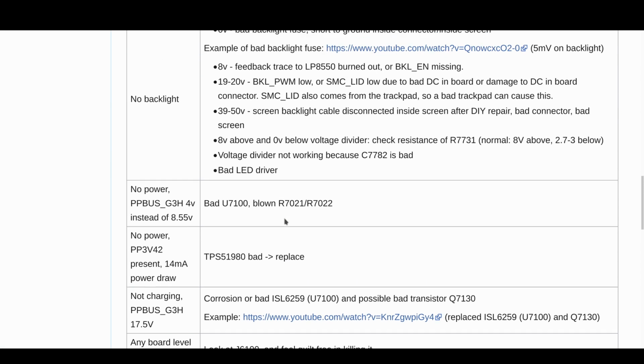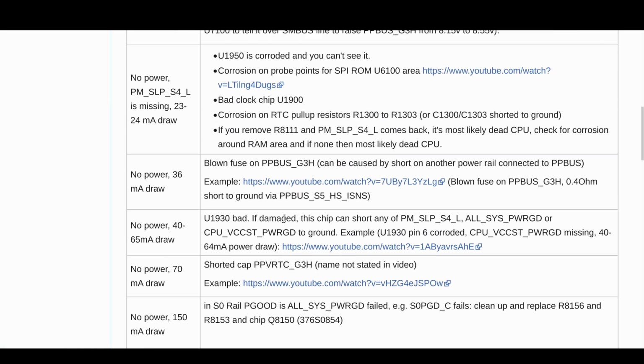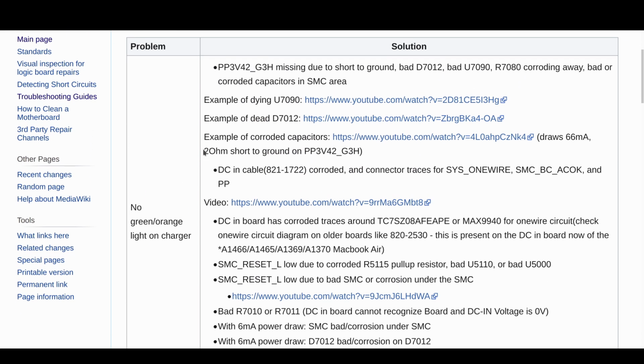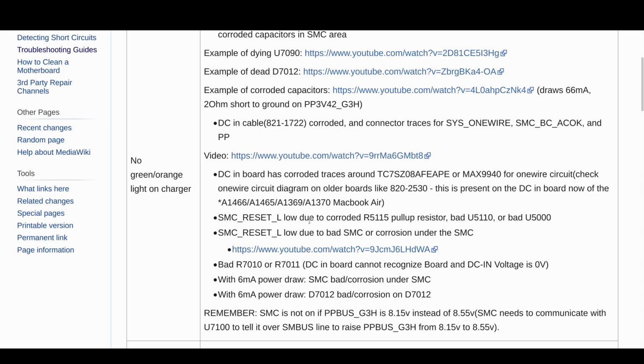So there were two issues here. The first was we did not have a green light. So let's just scroll up to that. No green or orange light in the charger. SMC reset L low due to bad SMC. SMC reset L low due to bad R5115 or bad U5100.